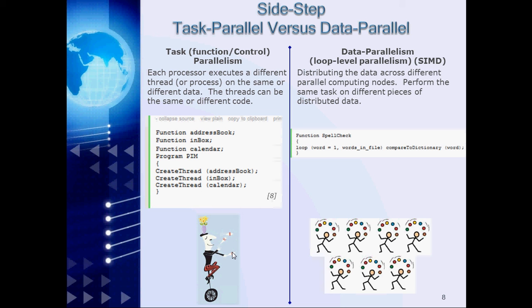GPU is really good at data parallelism. Data parallelism is defined as when you distribute the data across different parallel computing nodes. This is where you perform the same task on different pieces of distributed data. So you're performing the same exact task. So you have this same exact task of juggling, but it's a lot of juggling. You have 80 balls instead of just 3 balls.